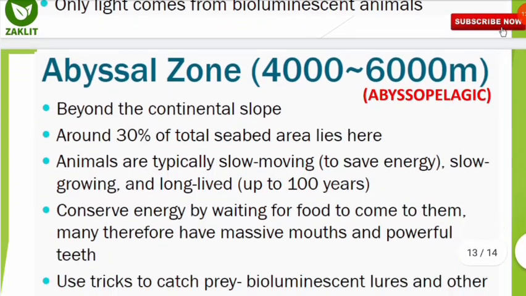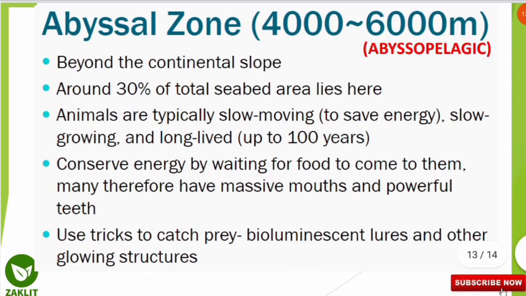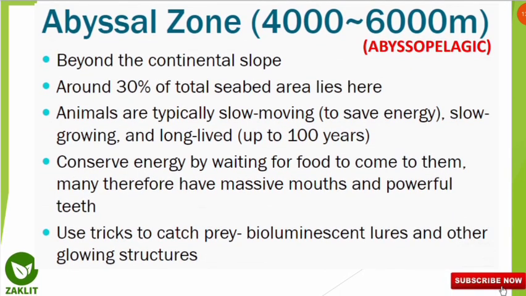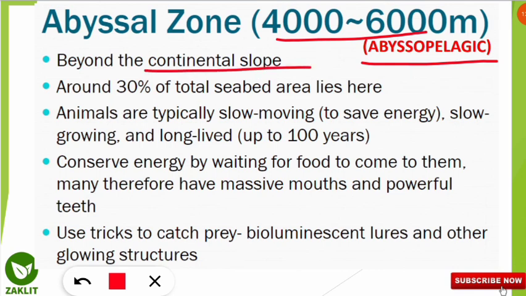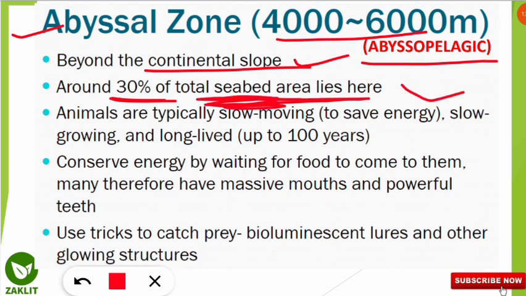Next thing coming is the abyssal zone, which is known as Abiso-Pelagic zone, and this is lying between 4000 to 6000 meter in depth. Now next thing is, it is beyond the continental slope. All these things we have discussed in the previous video. If you haven't checked, you should check that in the description. Continental slope के beyond में abyssal zone मिलता है. Around 30% of the total sea bed area lies here, around 30% in this abyssal zone.